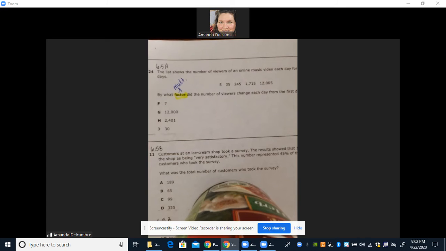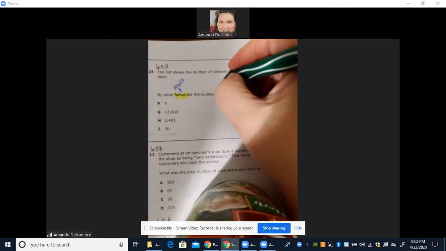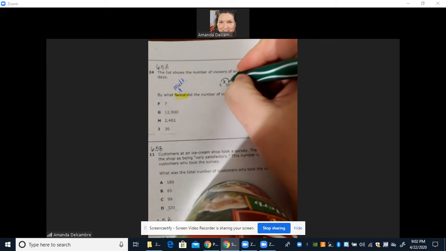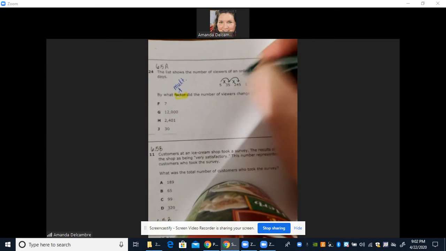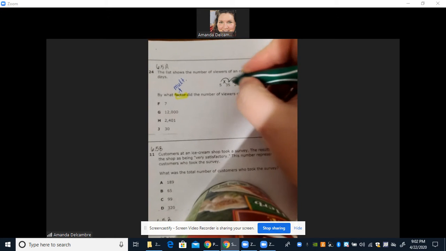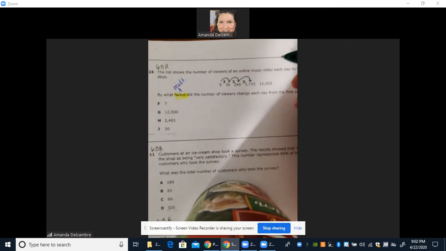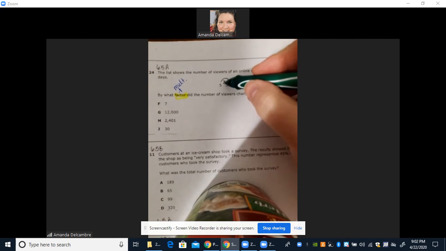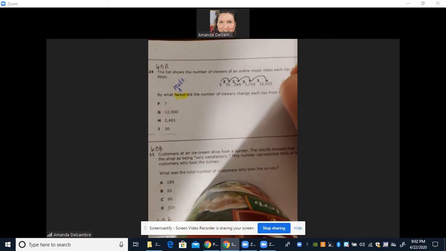Okay, so think to yourself, what do I multiply 5 by to get 35? What do I multiply 35 by to get 245? It has to be the exact same number each and every time. What did I multiply 245 by to get 1715? And what did I multiply 1715 by to get 12,005? So think, it has to be the same number each time.